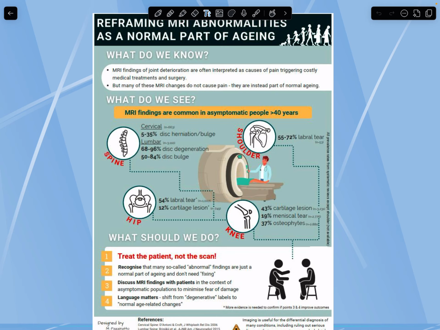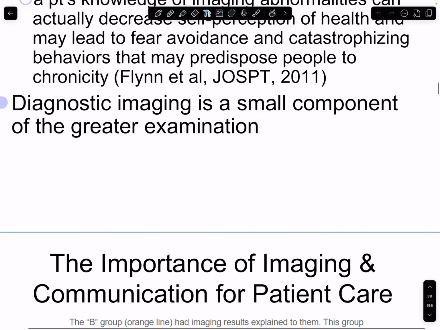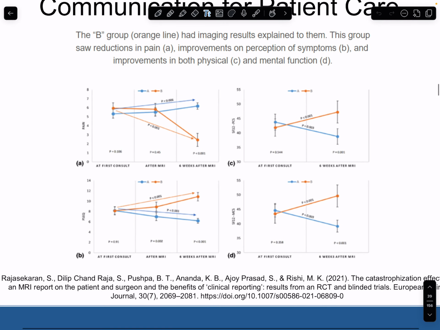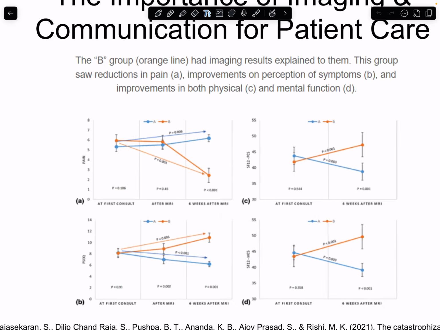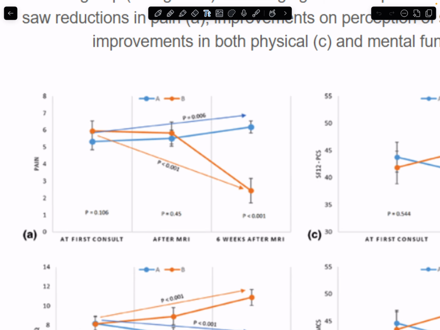So here's the data. Just looking at 6 weeks after the MRI. Looked at 4 different domains here. The first one was reductions in pain. The orange group is the group that got that approach where these are normal age-related changes. We're going to place them in the appropriate context of your history and physical exam intervention, etc. So pain significantly diminished. This is their perception of symptoms here.